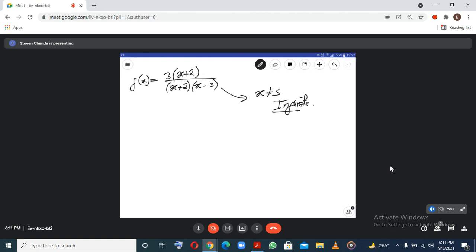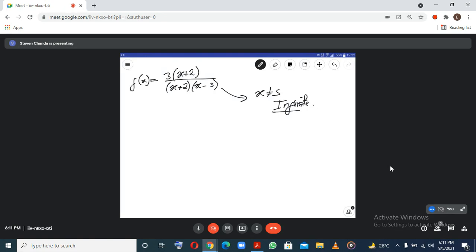Like for this question, basically what we are saying is this particular function, if you plug in 5 into this function, you know that you're going to have a what?